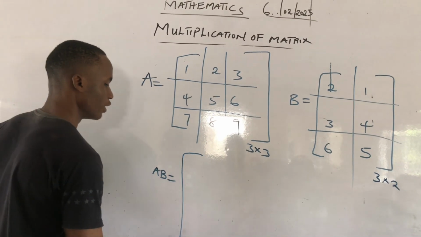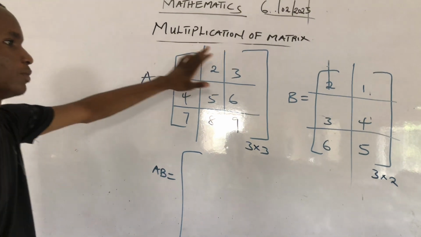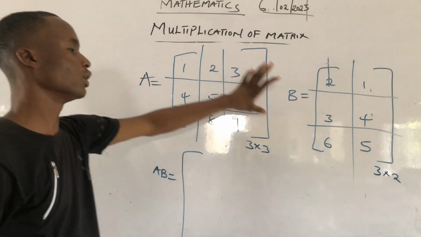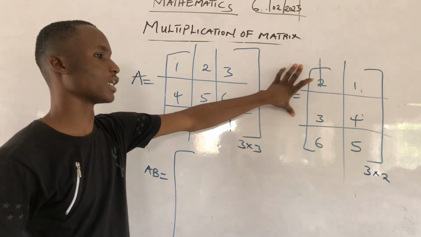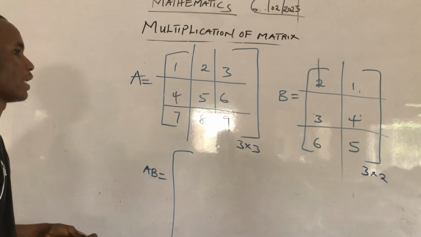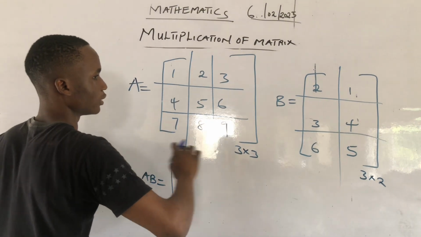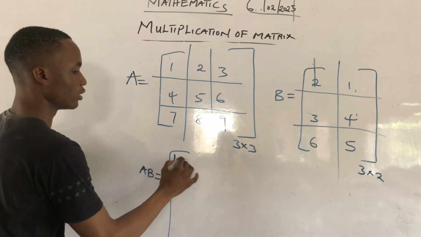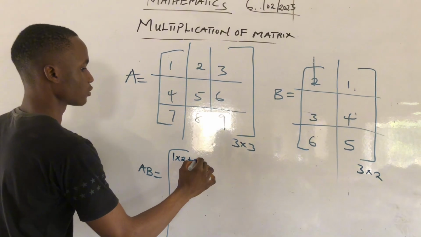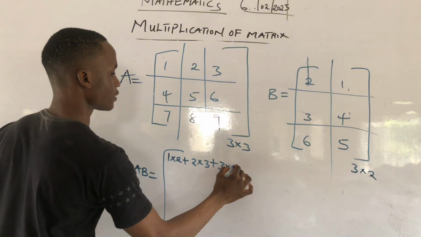So the law is satisfied because the law says that the column of the first one must be equivalent to the row of the second one. This first matrix has 3 columns, and the second matrix has 3 rows, so we can multiply. We are going to be using the row of this first one to multiply the column of the second one. So we have 1 times 2 plus 2 times 3 plus 3 times 6.